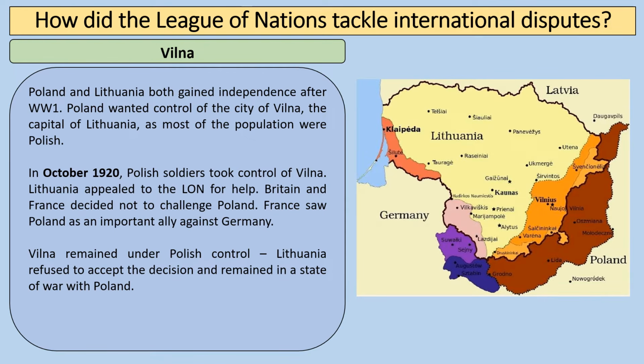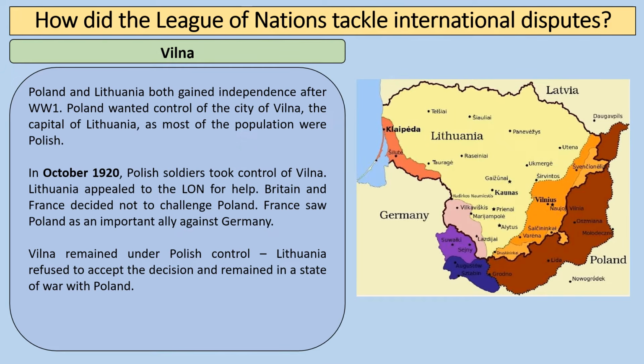Now, Lithuania appealed to the League of Nations for help, saying that they had suffered at the hands of an aggressor, and in this case, Britain and France decided not to challenge Poland. This was partly because France saw Poland as a potentially important ally against Germany, and therefore Vilna remained under Polish control. Lithuania refused to accept this decision. They said it was unfair, and they'd had their land taken off them. The League of Nations hadn't guaranteed their safety, and Lithuania and Poland remained in a state of war.